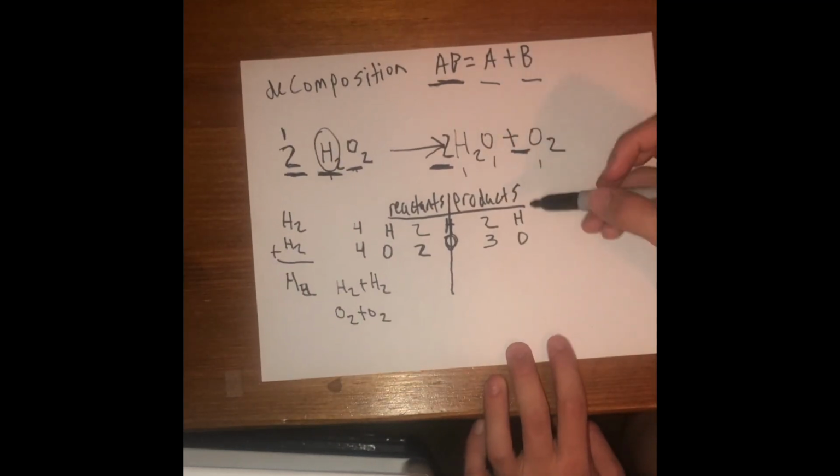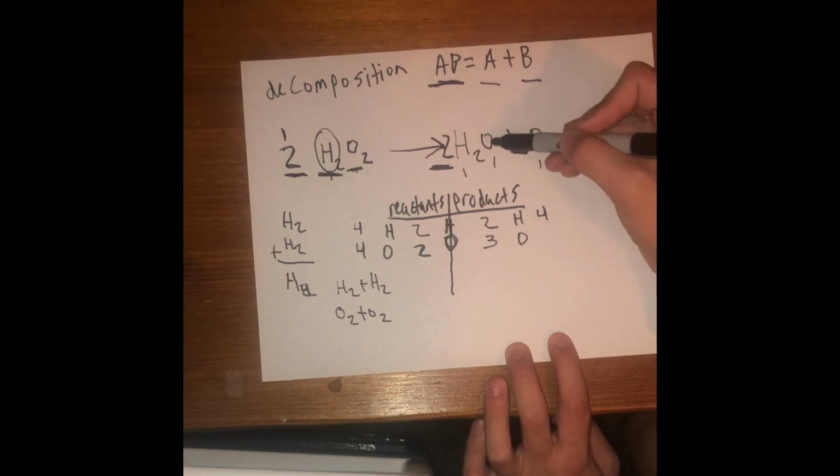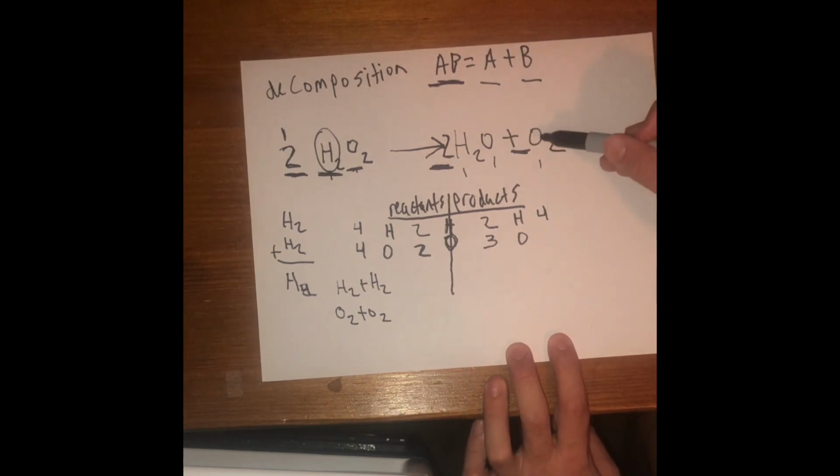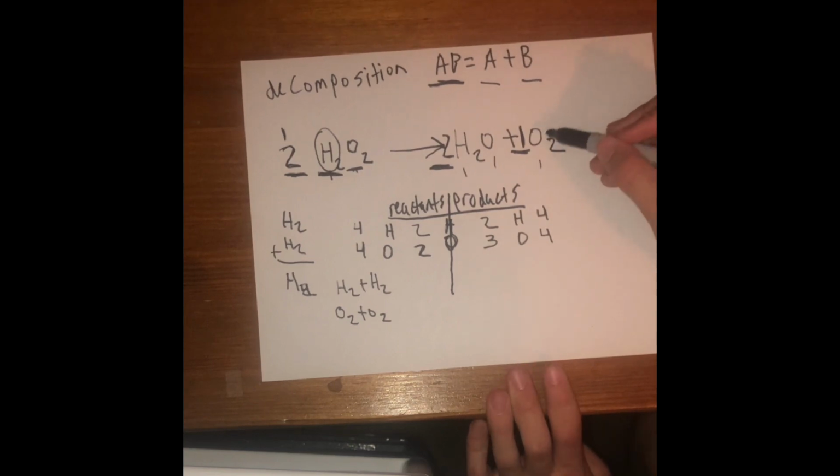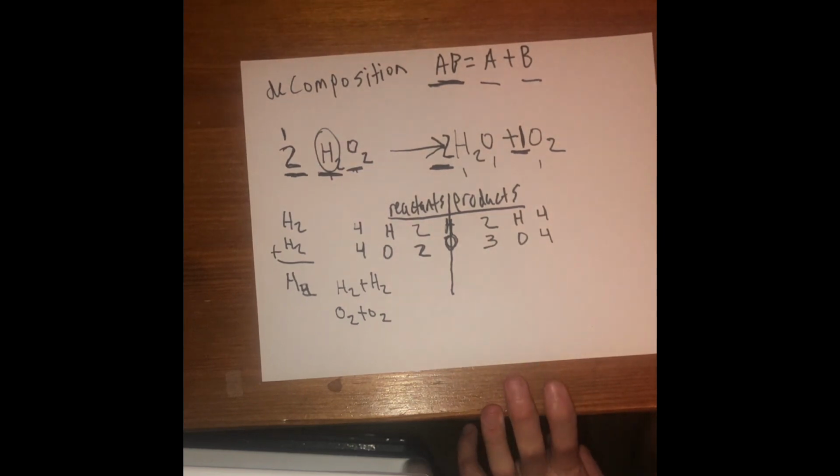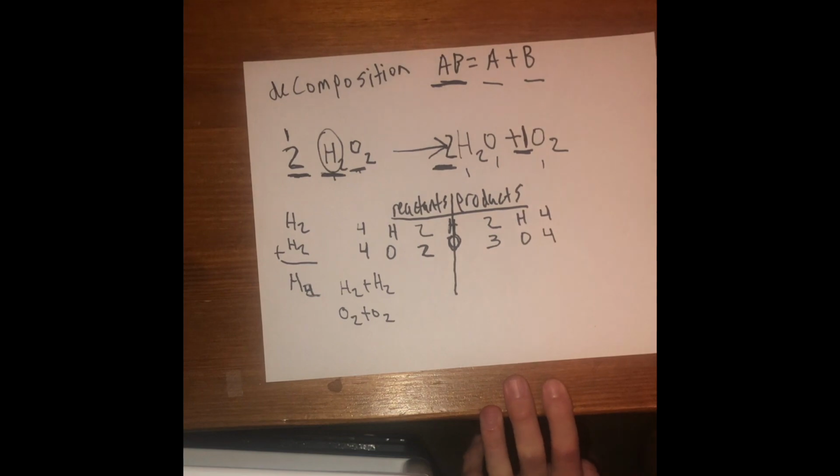Now we have 4 hydrogen and 2 oxygen. And right here, we already have 2 oxygen, so we can still get 4. So you would put a 1 here to identify that you don't need to change how many oxygens are on the right side of the equation, because you already changed it here.